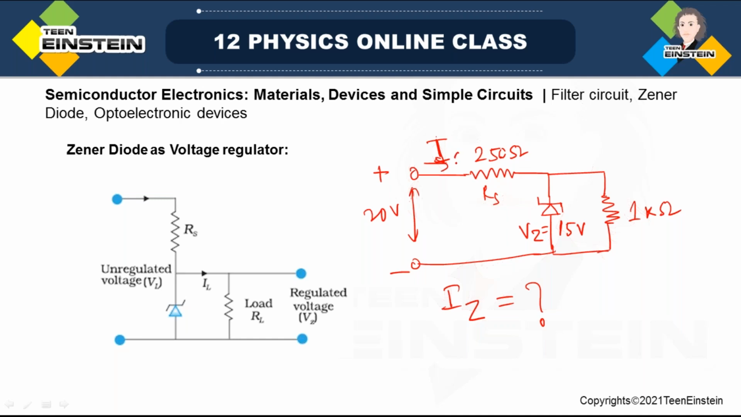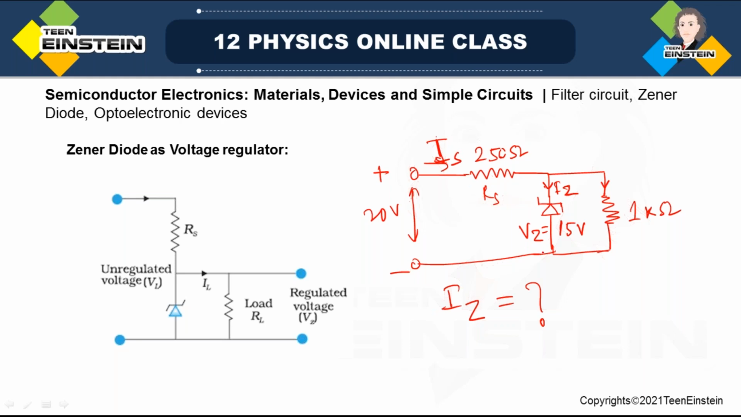See, this is a parallel circuit, right? If the current Is is flowing through this Rs, then there will be two currents flowing. One is through the Zener, which is Iz, and another current through the load. That means this current Iz is not equal to Is. That is the idea.